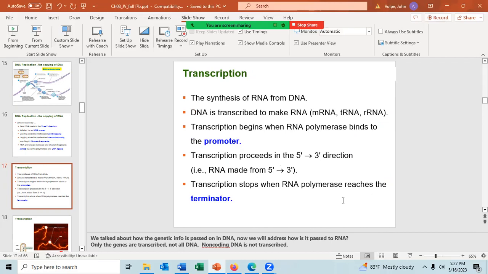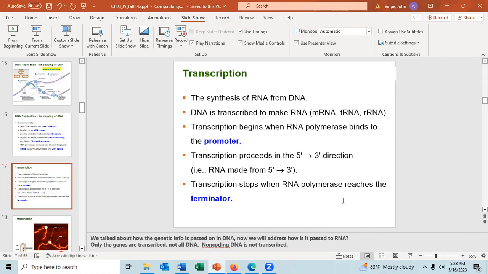Let's move on to DNA transcription. DNA transcription, which you could call RNA transcription, is the making of RNA from DNA. DNA is transcribed to make RNA, and there's three different types of RNA: messenger RNA, tRNA, and rRNA.